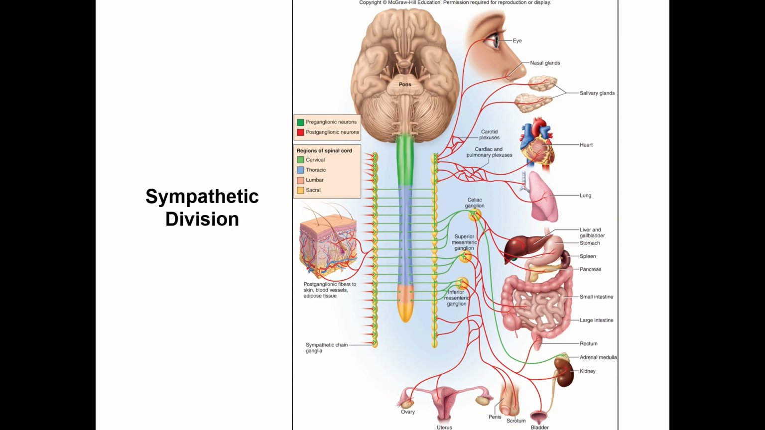This image does a pretty nice job of showing all of that. Here's your celiac ganglion, superior mesenteric ganglion, inferior mesenteric ganglion, and all the organs that they're innervating. And then up here, you can actually see those individual cervical ganglia and where they would be carrying these postganglionic fibers.